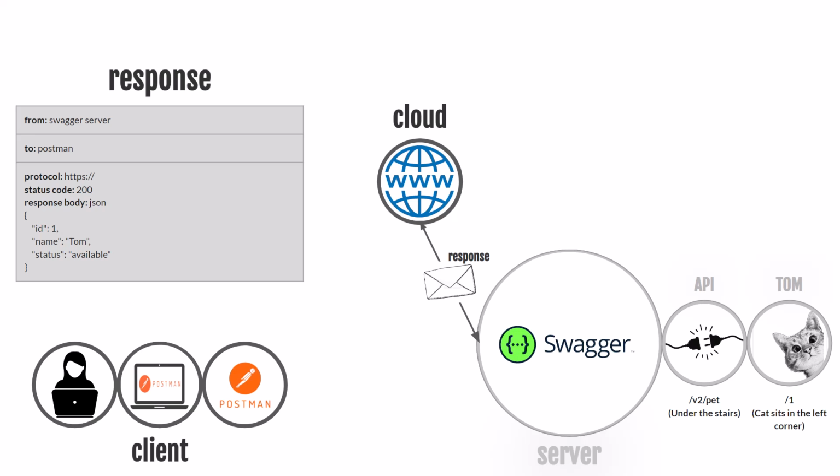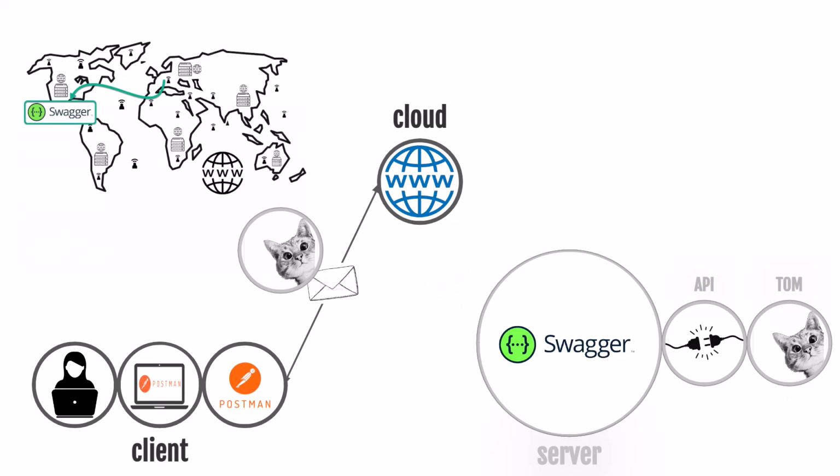The response is sent through the internet back to the Postman app. I left the cat's image there in the response, but it is not exactly right. In reality, you won't receive the cat. You will receive only the information about the cat. The resource is still in the database of the server. Tom still sits under the stairs at the service house. You will just receive the information about Tom, not the real Tom.